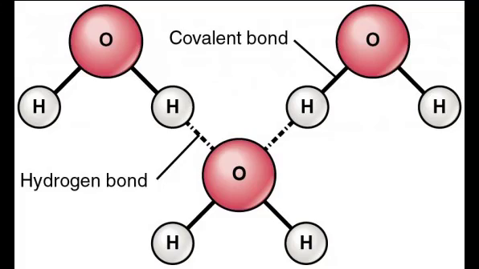So this ends our lesson for today, which is the chemical bonds. We have three types. The first one is the ionic bonds. The second one is the covalent bonds, and the third one is the hydrogen bonds.